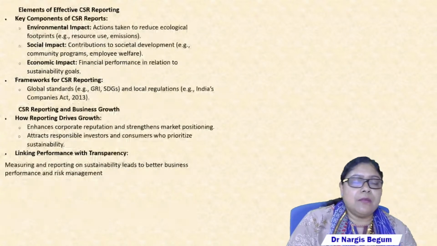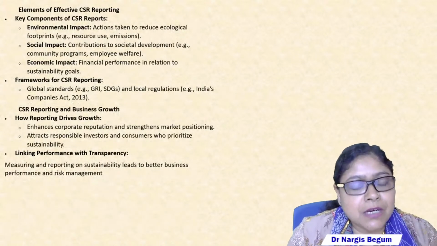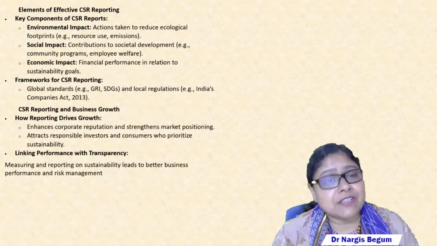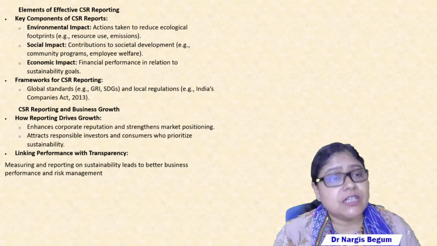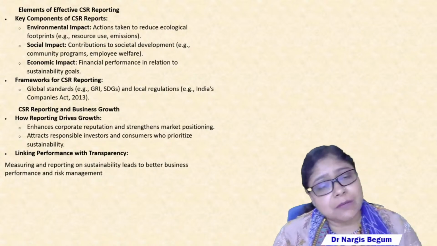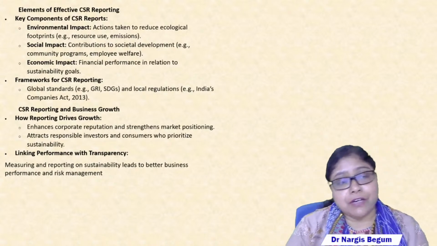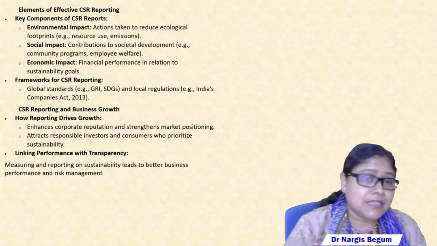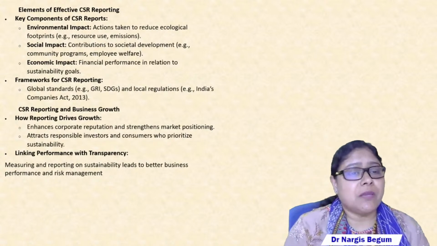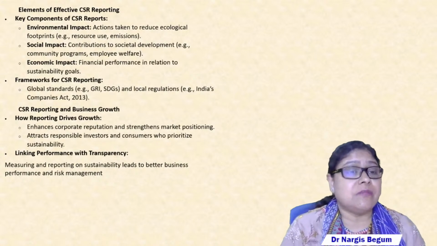Now, there are different important elements of effective CSR reporting. The key components of CSR reports include, first, the environmental impact, that is the actions being taken to reduce the ecological footprint, for example, the use of resources and the emissions from the companies. Social impact, the contributions to societal development, for example, different community programs conducted by the corporates, and the employee welfare provided to the employees.